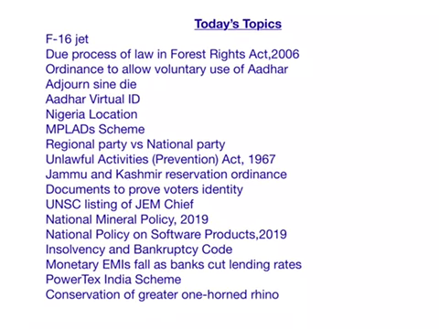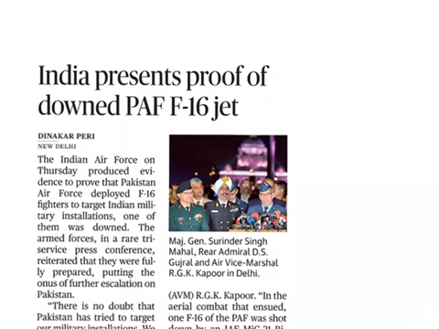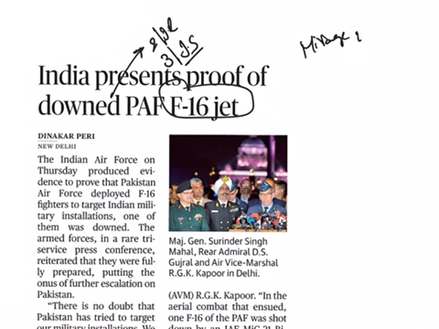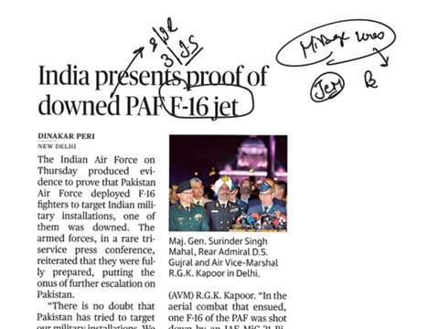These are all the topics that we are going to cover in our today's video. The first article is, India presents the proof of downed Pakistan Air Force deployed F-16 jet. This article comes under GS paper 2 under the topic of international relations, and also under GS paper 3 under the topic of internal security. 2 days ago, we have seen about Mirage 2000, which was used by Indian Air Force to attack the Jaish-e-Mohammed militants in the Balakot area.